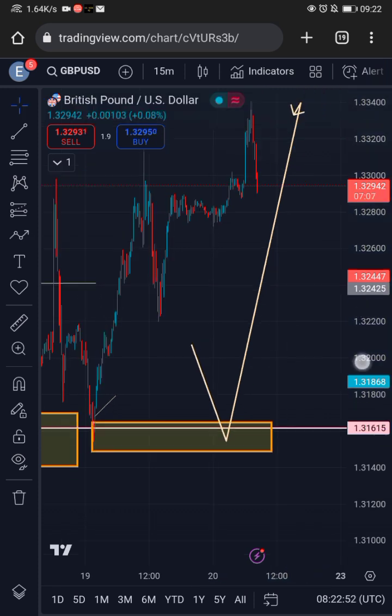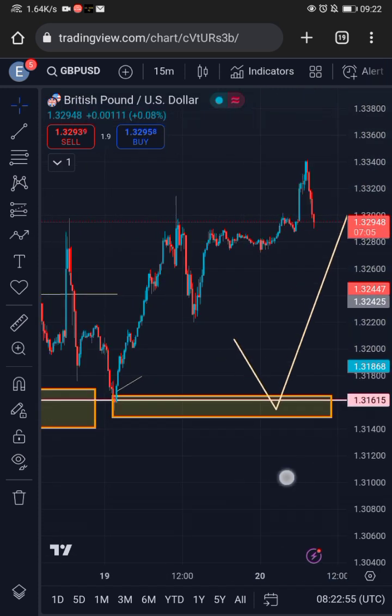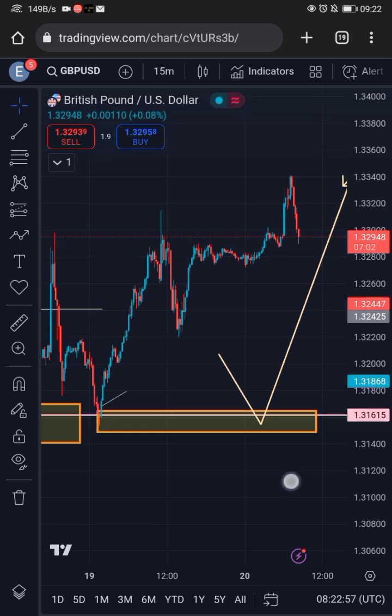I hope this is understood. So that is the only thing you would do. So that is market structure for you.